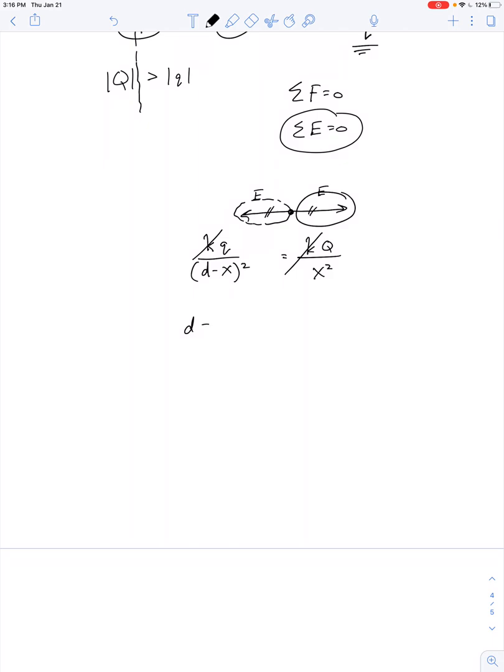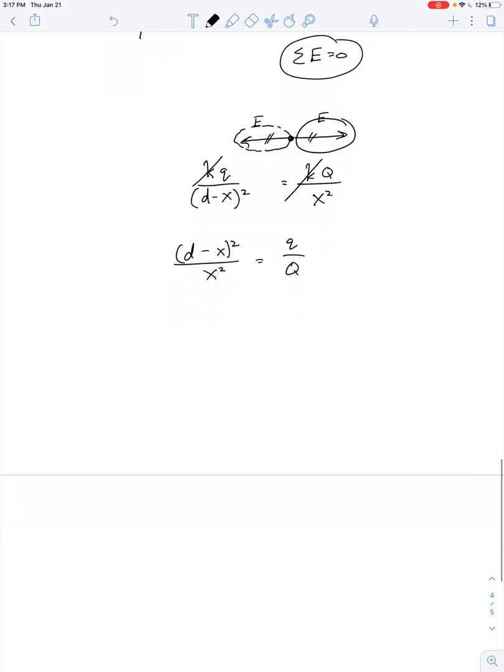And by some rearranging, we get (d minus x) squared divided by x squared is equal to lowercase q over capital Q. And you might be tempted at this point to expand this, say it's d squared plus x squared minus 2dx. But I would advise against that. We can avoid having to use the quadratic formula as part of our solution if we go about it a simpler way. Probably the easier way is just take the square root of both sides of this equation. So now we have (d minus x) over x is equal to the square root of lowercase q over capital Q.